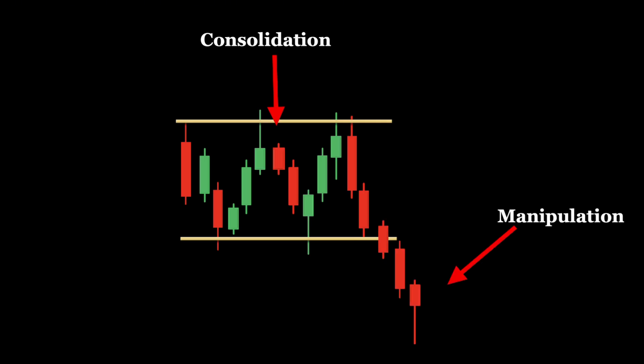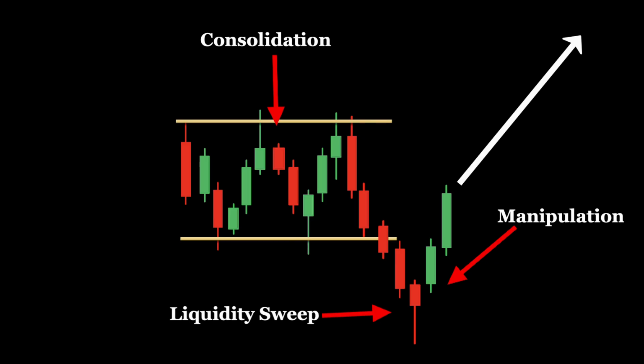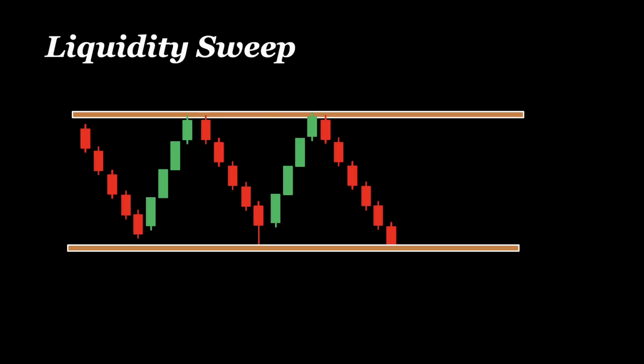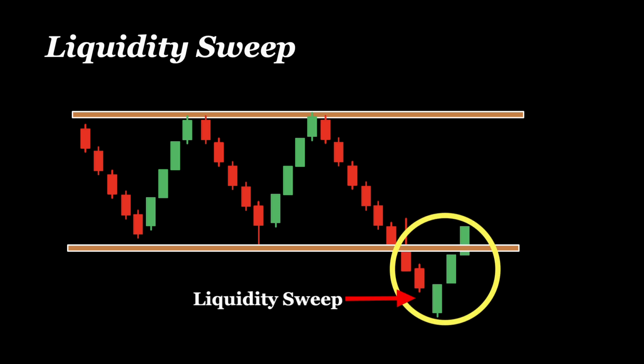Manipulation is the phase where the market creates a false breakout to trigger liquidity grabs and stop hunts, shaking out retail traders. So the manipulation phase is a liquidity sweep that happens before the next major move. A liquidity sweep occurs when the price breaks below support and then swiftly returns to the consolidation range. This signals a false breakout engineered to trigger stop-loss orders and lure breakout sellers.